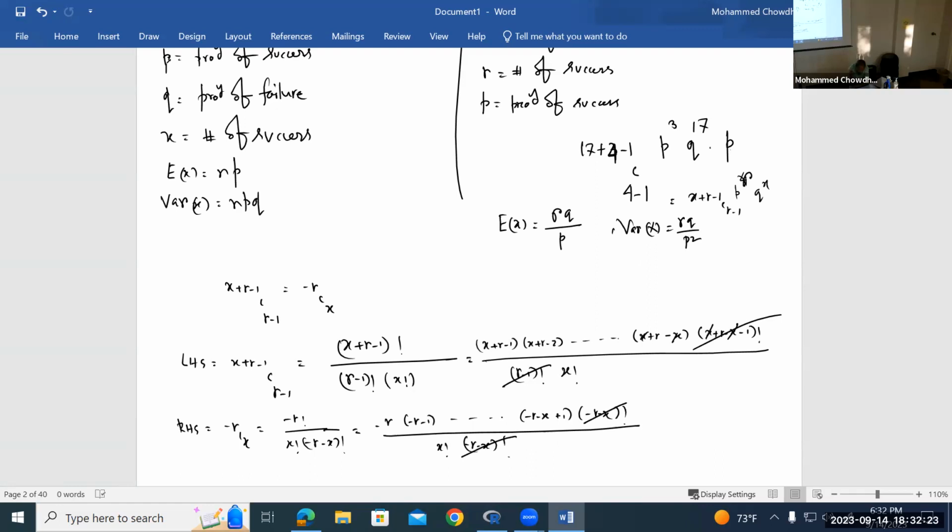Now if you take out all the minus 1s, you will get exactly what is in the left-hand side and right-hand side. That's the way it is also called negative binomial distribution.